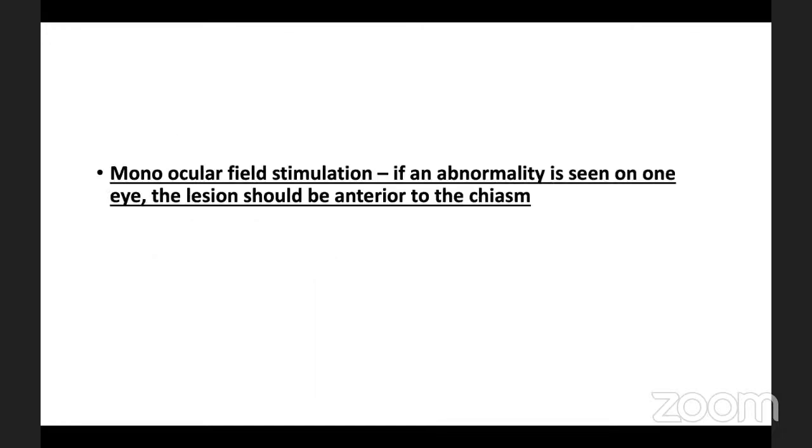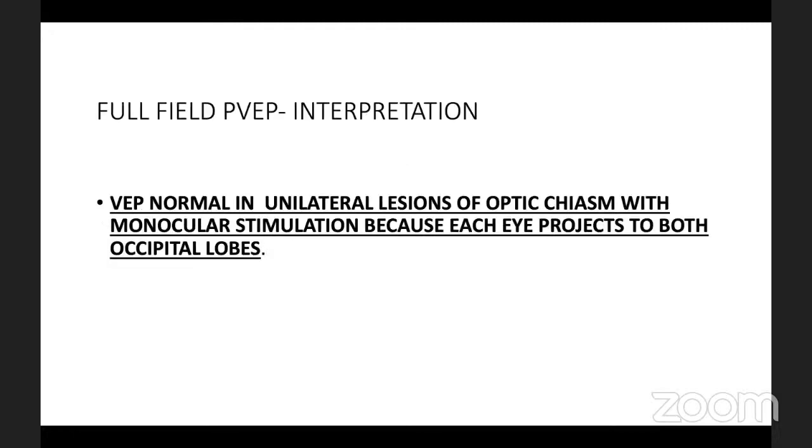With monocular field stimulation, if the abnormality is seen in one eye, the lesion should be anterior to the optic chiasm. We know that the optic chiasm is where the fibers cross. The visual evoked potential is normal in unilateral lesions of the optic chiasm with monocular stimulation, because each eye projects to both occipital lobes.